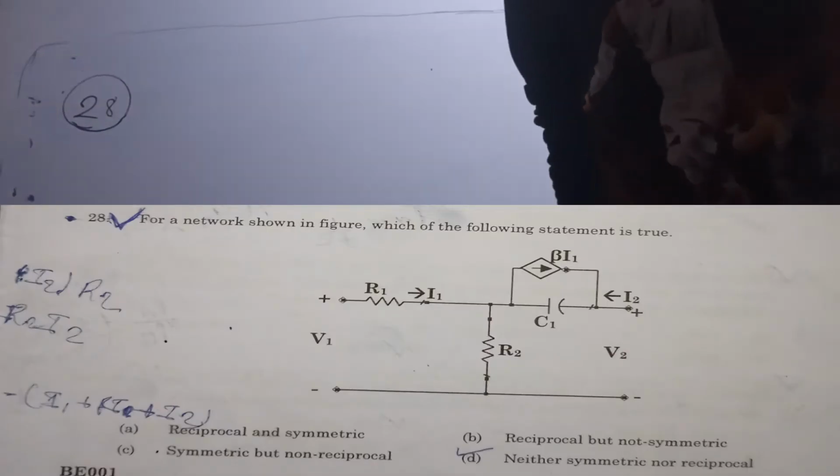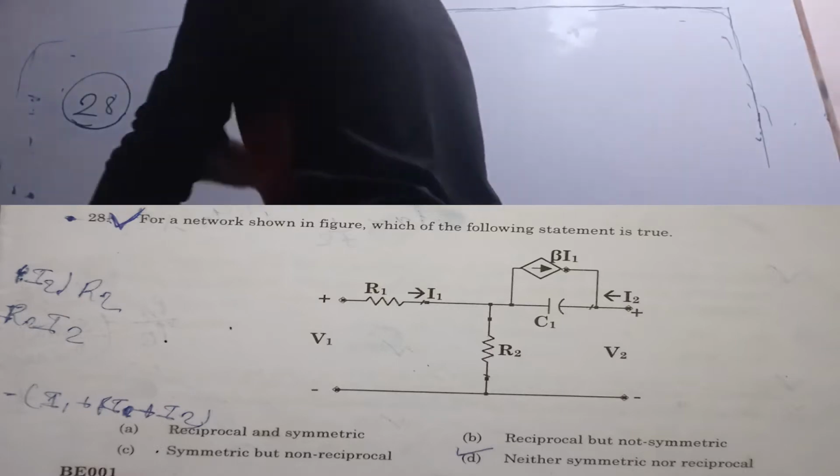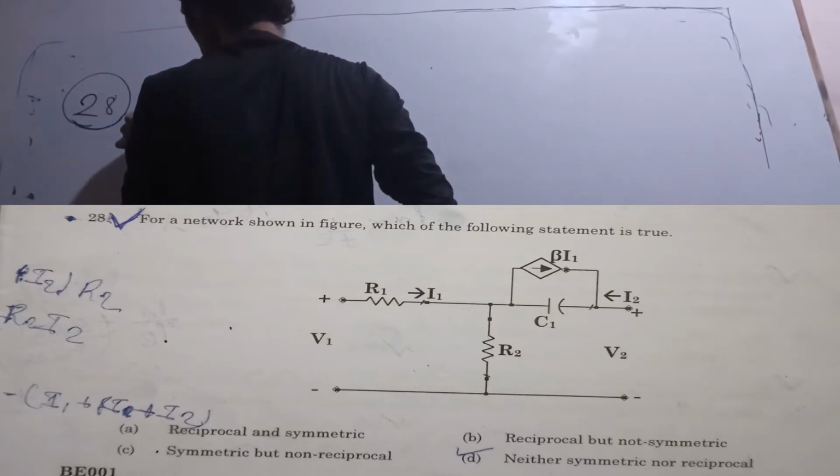Okay, students, see question number 28. Question number 28 is about the two-port network. For the network shown in the figure, which of the following statements is true? The network is given like this, a two-port network.